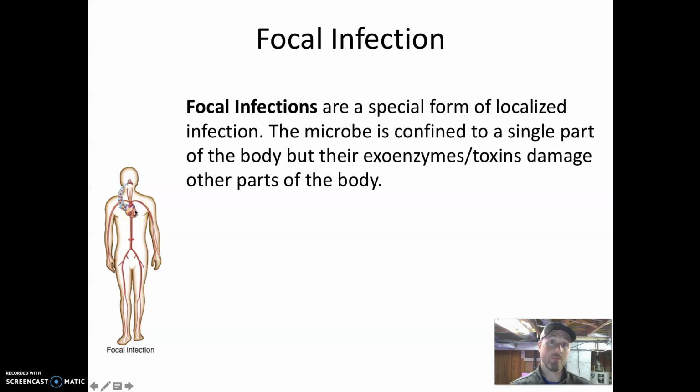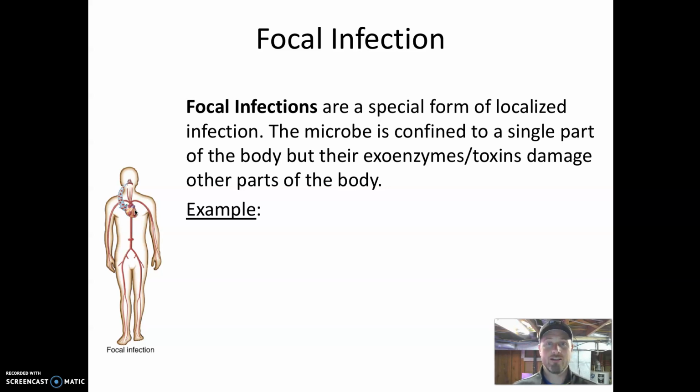So again, it's not that the bacteria is moving to the heart and damaging the heart. That would be a systemic infection. It's that the bacteria is stuck in the throat, but it releases an exoenzyme or a toxin that damages the heart. So what's an example of a focal infection?